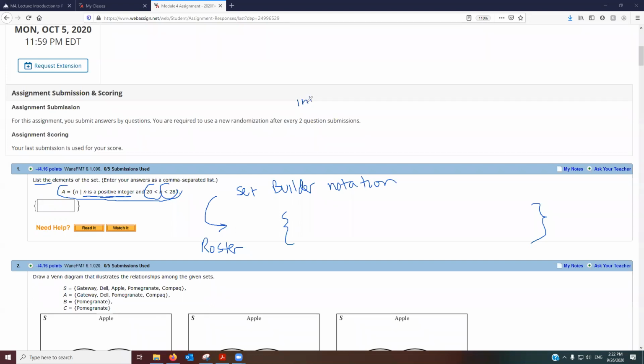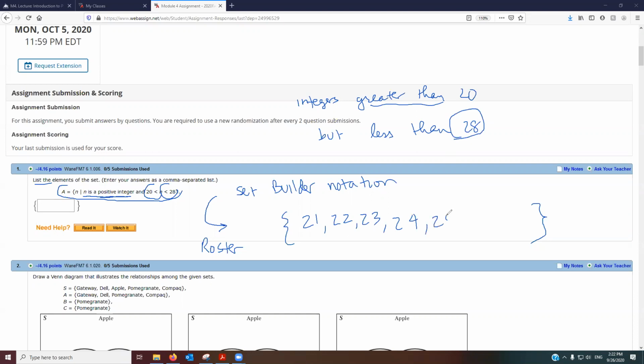So I need integers that are greater than 20, but also they have to be less than 28. All right, well, greater than 20 means not including 20 itself. So the integers that are greater than 20 will start at 21. And all of these integers that I'm writing here are greater than 20, but they've got to be less than 28. That means not including 28 itself, so I've got to stop at 27.